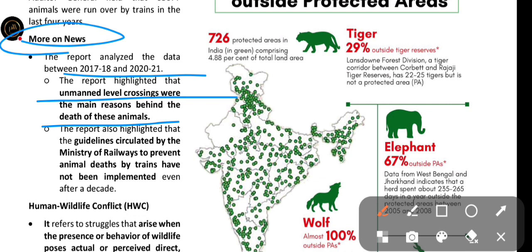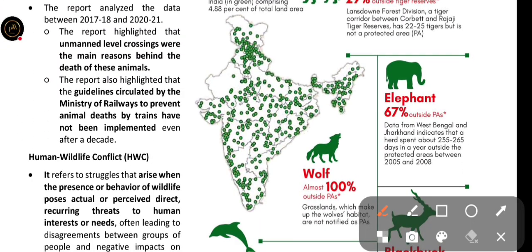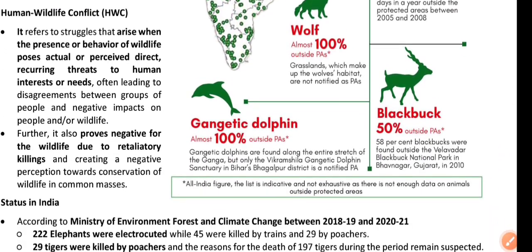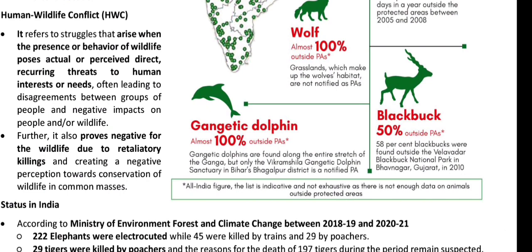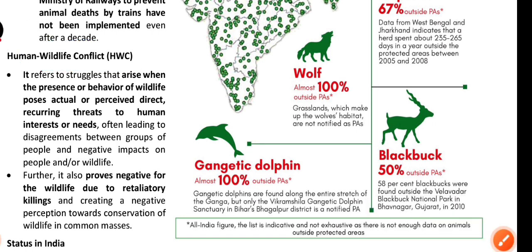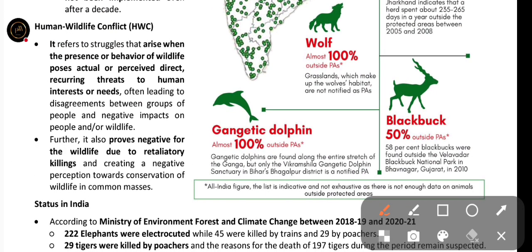Okay, so these are protected animals. The report also highlighted that the guidelines circulated by the Ministry of Railways to prevent animal deaths by trains have not been implemented even after a decade. So why these challenges and concerns behind these dead animals, and human wildlife conflict? This is very important from the mains exam perspective.